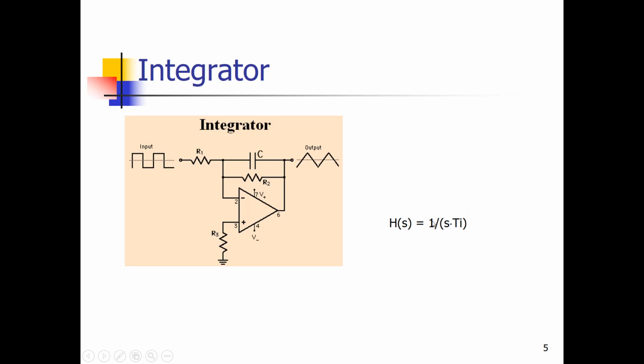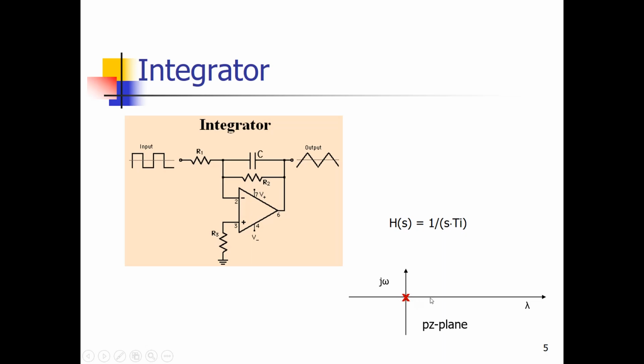By looking at this function, we can look at the poles and the zeros of this function. We see that there is no expression with an s in the numerator, so that means that there is no zero. And we see that there is one term with an s in the denominator, which means that there is only one pole. And that pole can be calculated by setting this denominator to 0. So we set s times Ti to 0, which yields a pole at s is 0, or a pole in the origin. So this is typical for an integrator. When you see that you have a system pole in the origin, then you have an integrator in your system.